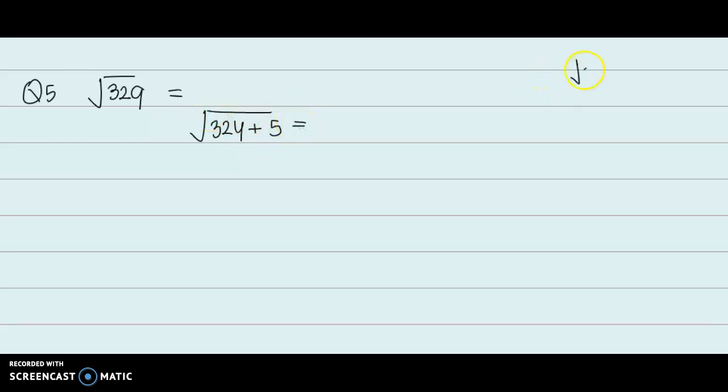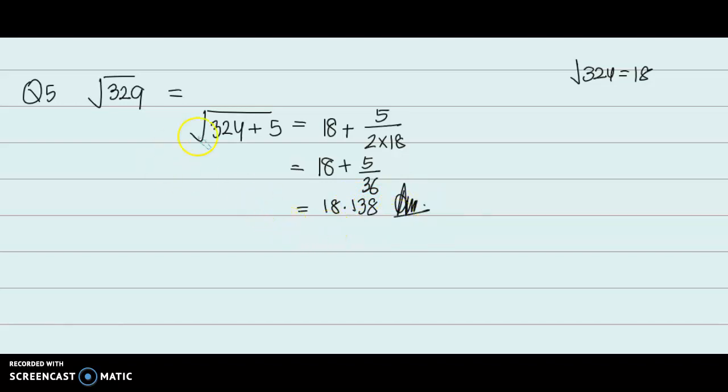Square root of 324 is 18. So we will directly write the result. 18 plus b is 5 by 2 times 18, equal to 18 plus 5 by 36, which on further solving gives you 18.138. This is the answer we have got by using the shortcut trick, and I will show you on the calculator also what we actually get.